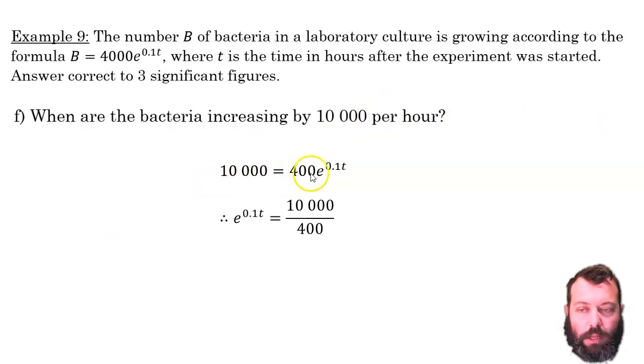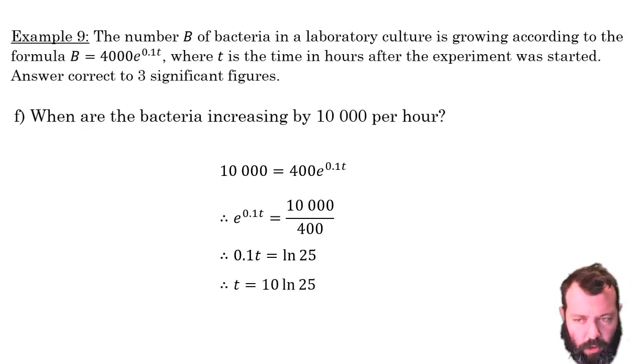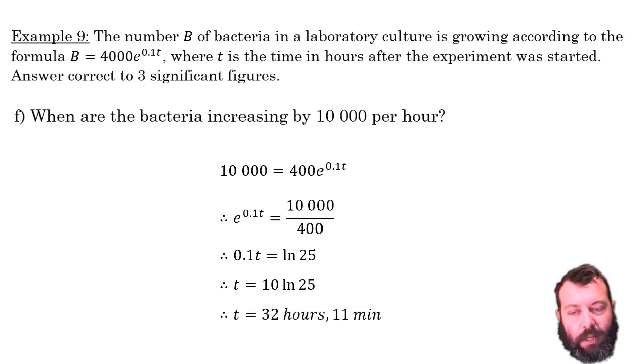So dividing both sides by 400 as we did before, we get this. Taking the log of both sides, I have 0.1t is the log of 25. Now, the log of 25 is not 10 times the log of 2.5. We can't take that previous answer and multiply it by 10 or something, or divide it by 10. So t is 10 log 25. Calculator's going to tell me 32 hours, 11 minutes. That's fairly precise there, I suppose.